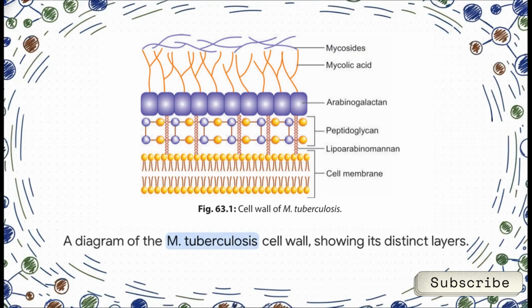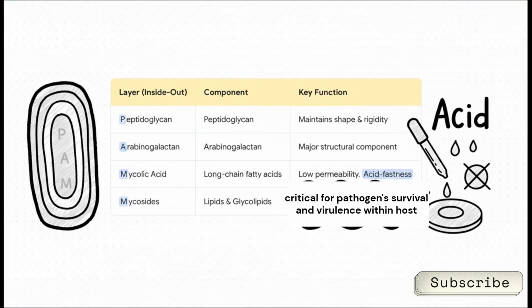Okay, take a look at this. This right here is the blueprint to the Bacillus fortress. We're about to break down these layers because once you understand the structure, you'll understand its most famous party trick, being acid-fast. So how in the world are you going to remember all these layers, especially in the right order? Simple. We've got a mnemonic for that. Just remember PAM. Peptidoglycan, arabinogalactan, mycolic acid, and mycosides.